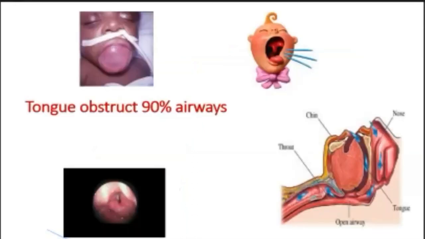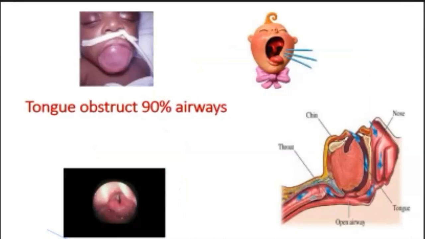Open airway, we doctor ka bhi. How to open the airway? We know that the tongue obstructs 90% of airways. But how does the tongue obstruct? Do we have that lizard tongue that comes out and goes in? How does the tongue obstruct? Wahi toh keh raha hoon, how it falls back.